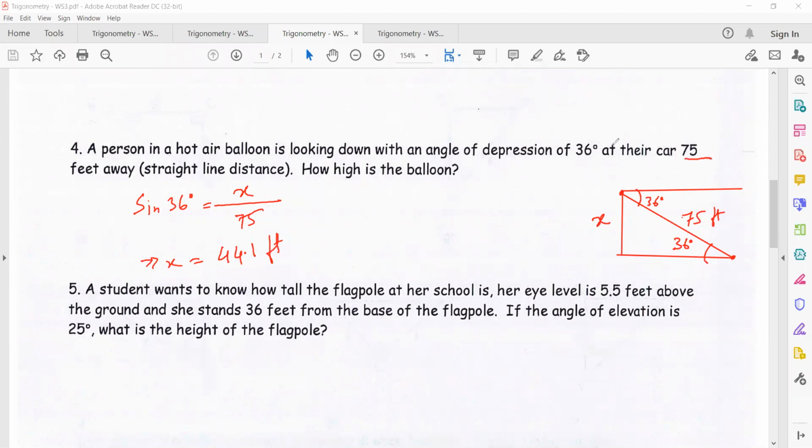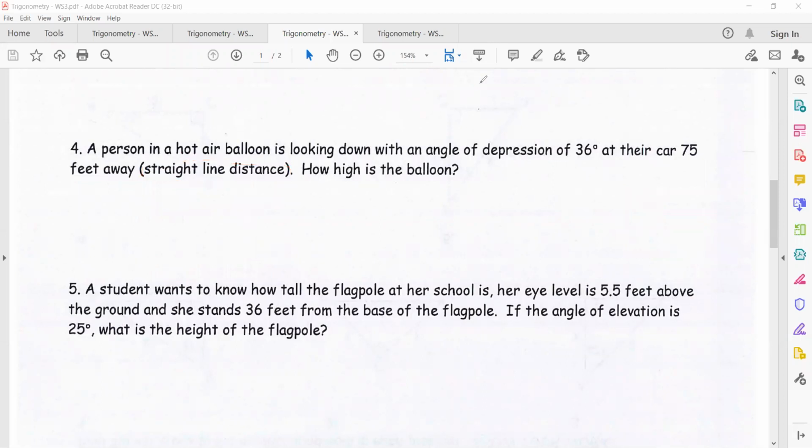At their car 75 feet away, straight line distance. They didn't say horizontal distance. If they said horizontal distance, then we had to take the horizontal ground side as 75. But they said straight line distance, that means straight from the balloon to the car. That's why I am taking the hypotenuse as 75. But if there was horizontal distance to the car, that would be 75 here. These things you have to be careful about.